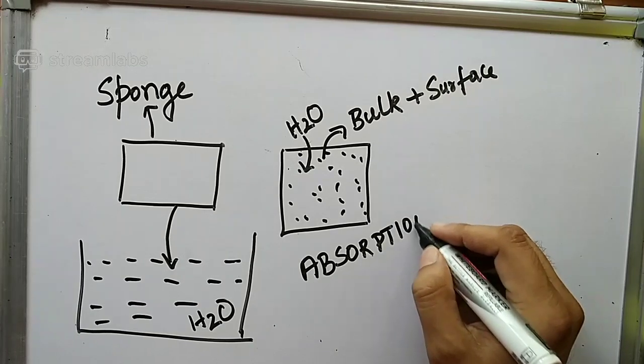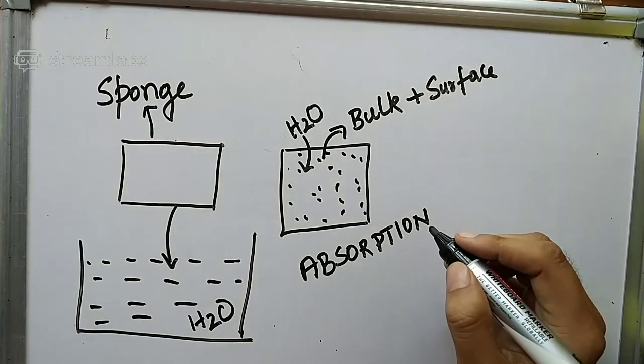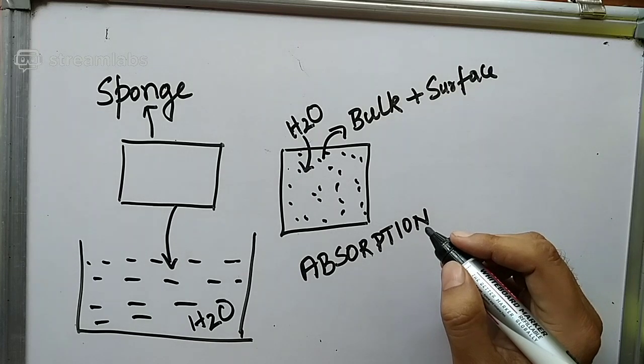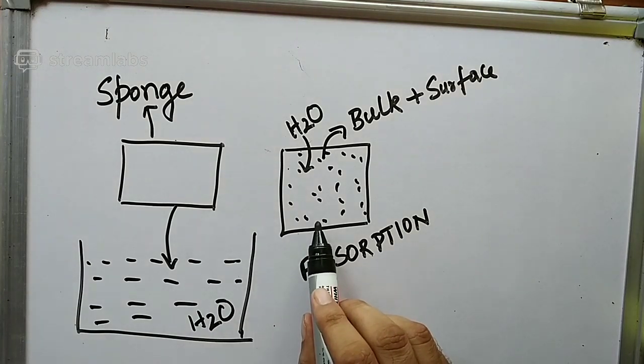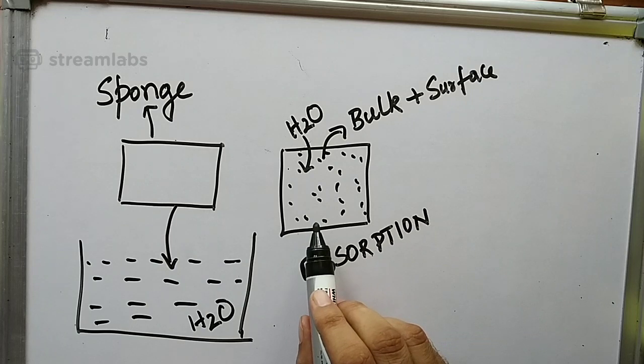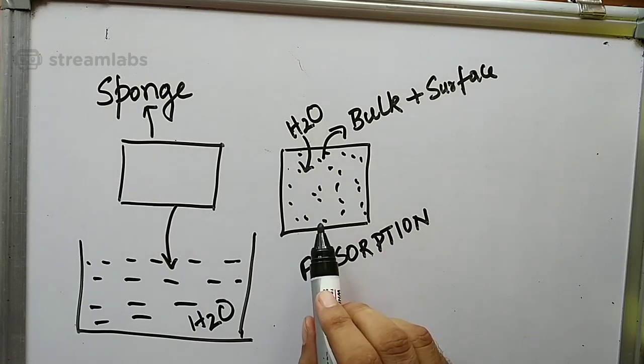Absorption. This is called absorption. Is this clear, students? One substance, that is water, enters into the bulk of another substance, that is sponge. So here we have two things. Which are the two things? The substance that enters and the substance which allows it to enter into the bulk.